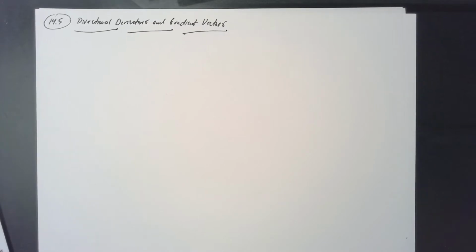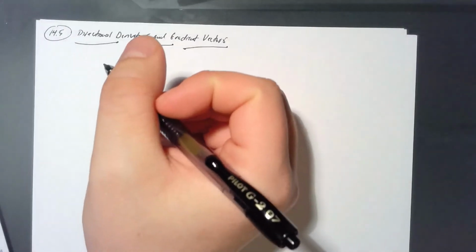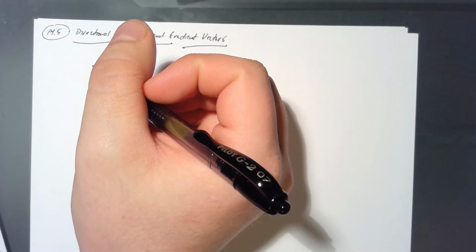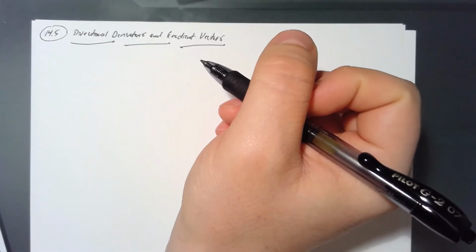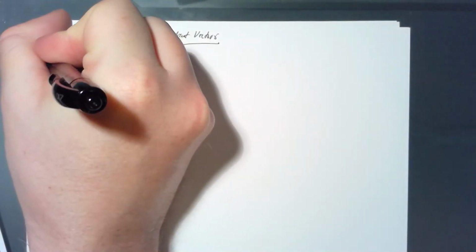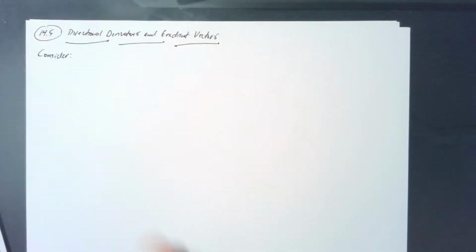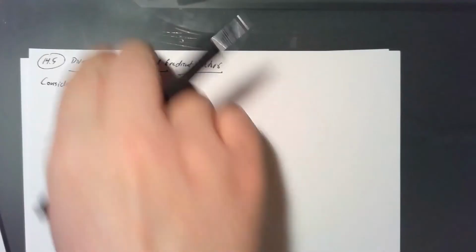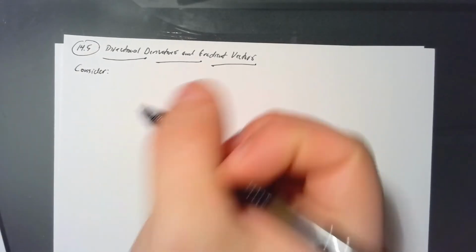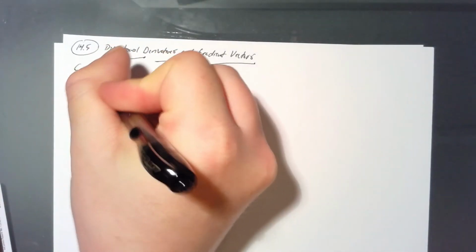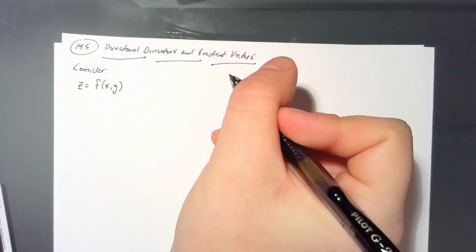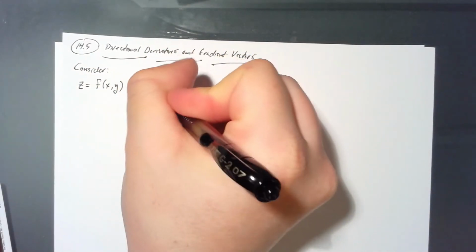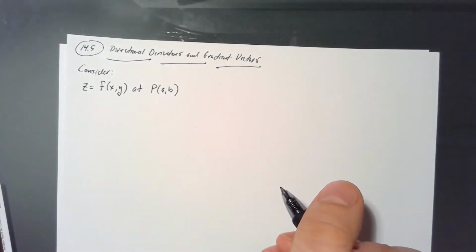Okay, so directional derivatives and gradient vectors. Alright, so let's say we consider some function, two-dimensional function, at a point a comma b.